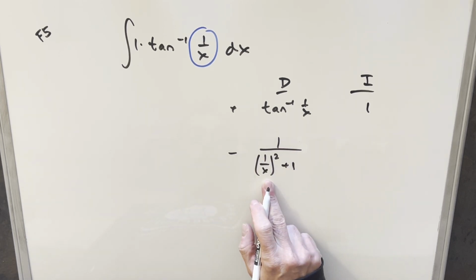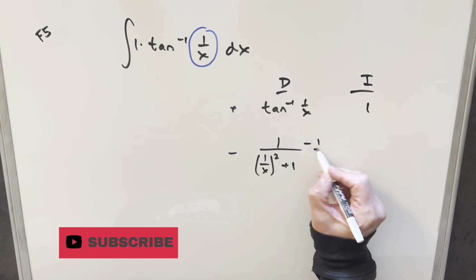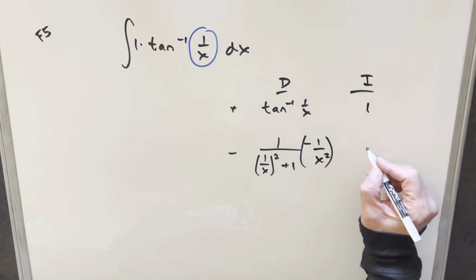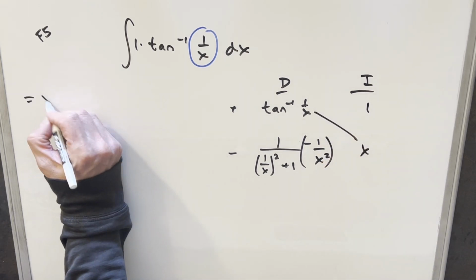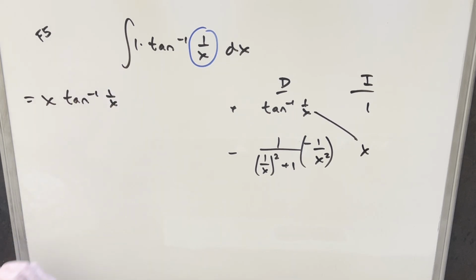But then we need the chain rule, take the derivative of 1 over x. That's going to be minus 1 over x squared. And then over here, we'll just integrate 1 and we get an x. So then we'll have part of our solution on the diagonal. Let's just write that part down. So we're going to have x arctan 1 over x.